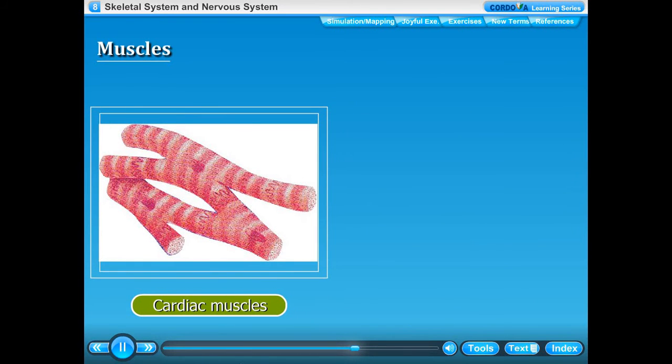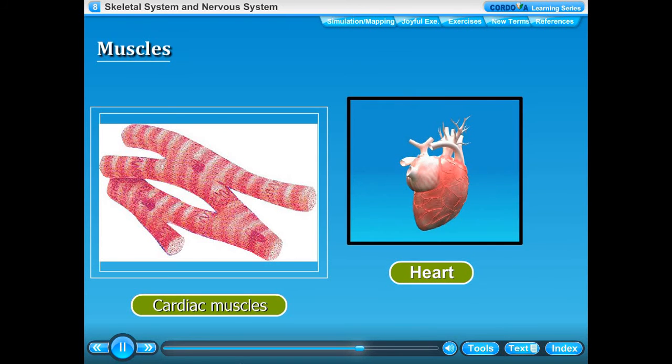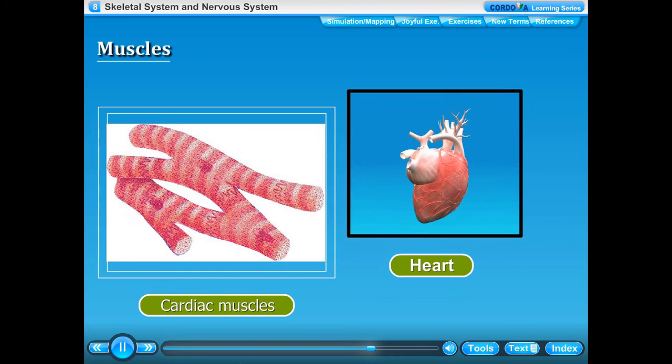Cardiac muscles. These muscles are a type of involuntary muscles found in the walls of the heart. They are also not under our control. They make our heart beat. Unlike other types of muscles, the cardiac muscles work throughout our life and never get tired.